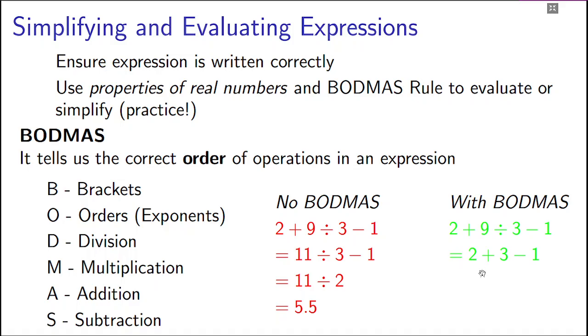Now, we are left with plus and subtraction. If we follow BODMAS, then addition must follow, right? So it's 2 plus 3 giving us 5. Then we are left with minus alone, which gives us 4. So this is the correct answer when we follow BODMAS. If we all follow BODMAS, then this is the answer we should get, right?